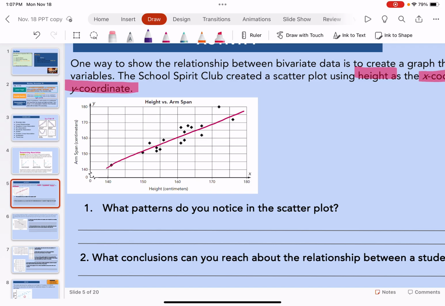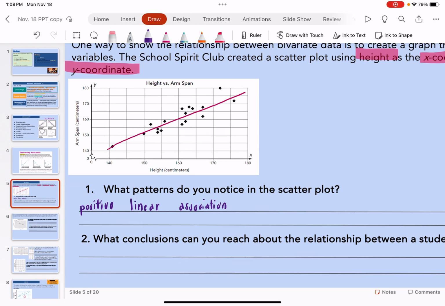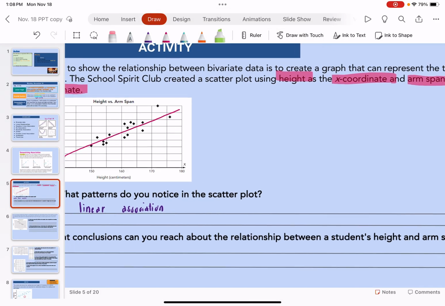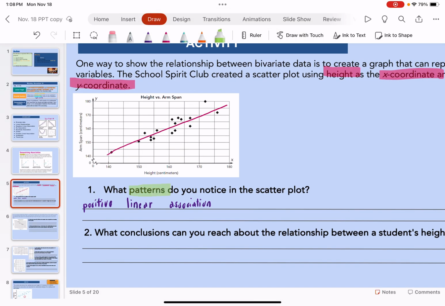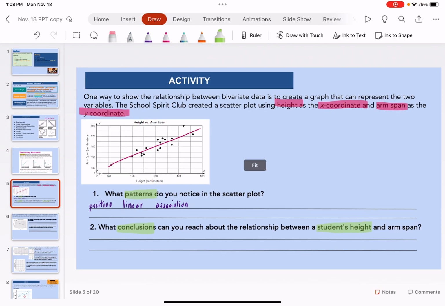So what patterns do you notice in the scatter plot? So after drawing my trend line, I can see that it is clearly a linear association. And then because the line is going upwards, I know it's a positive linear association. Okay, so then now from here, it says what conclusions can you reach about the relationship between the student's height and arm span?